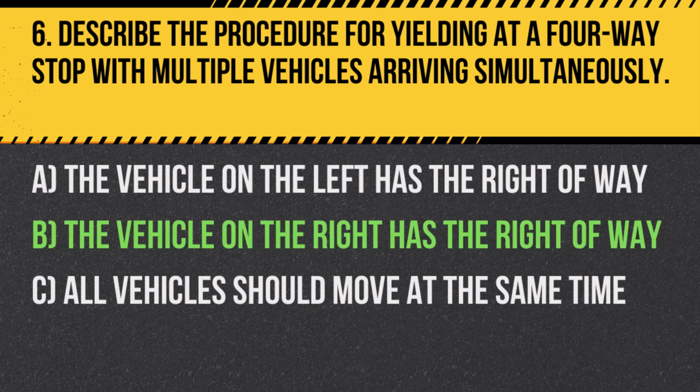Answer: B. The vehicle on the right has the right-of-way. At a four-way stop where multiple vehicles arrive at the same time, the general rule is that the vehicle to the right goes first.